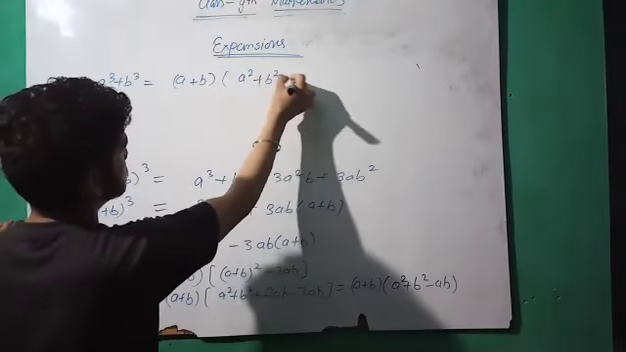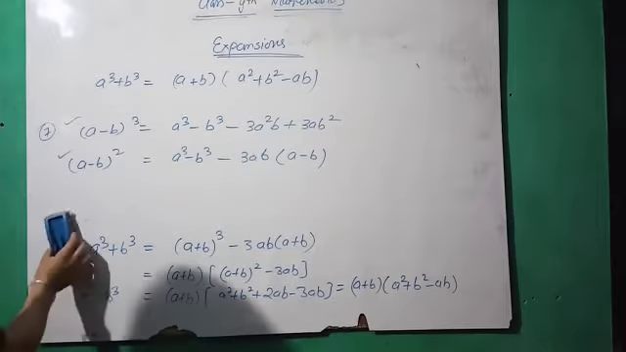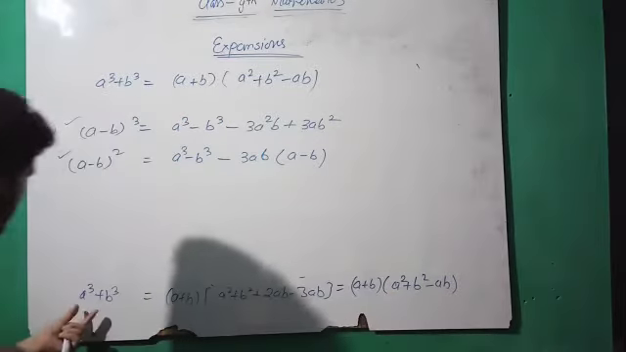Then the seventh one is a minus b whole cube. A minus b whole cube is a cube minus b cube minus 3a square b plus 3ab square. A cube minus b cube, take minus 3ab as common. We have (a minus b), minus 3ab common, so we have a minus b. These two are very simple formulas. Now the third one is very important again, similarly a cube minus b cube.